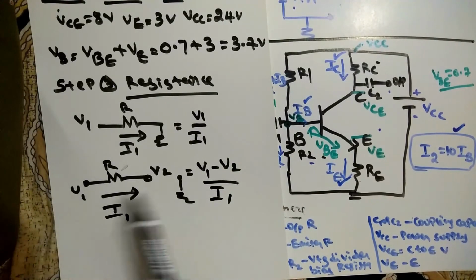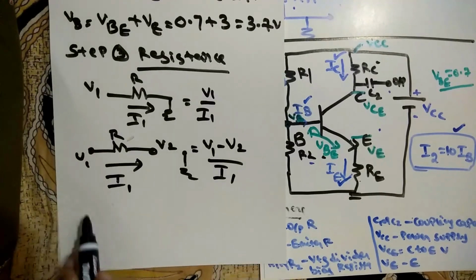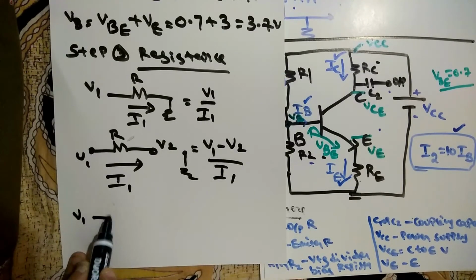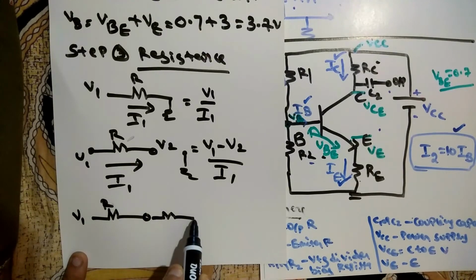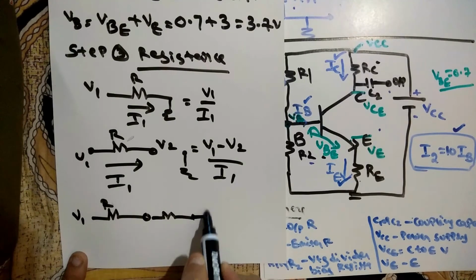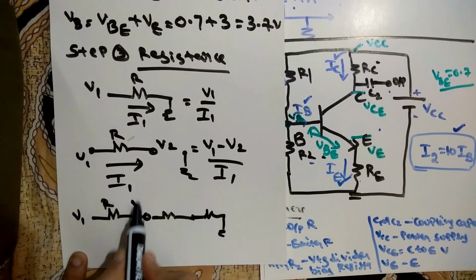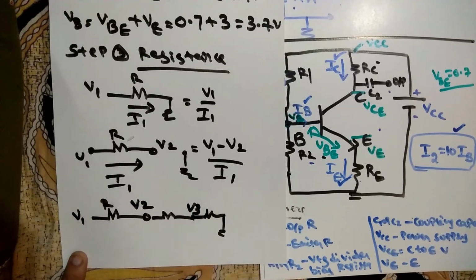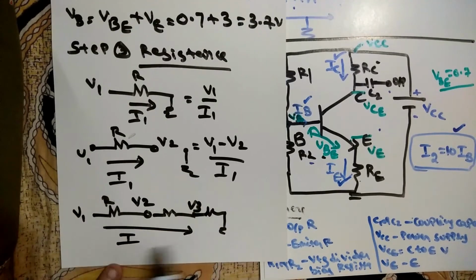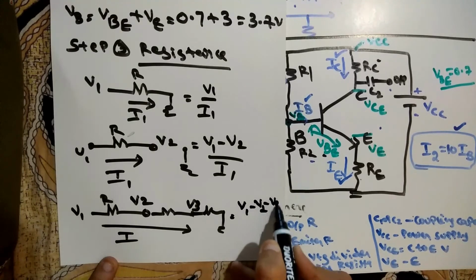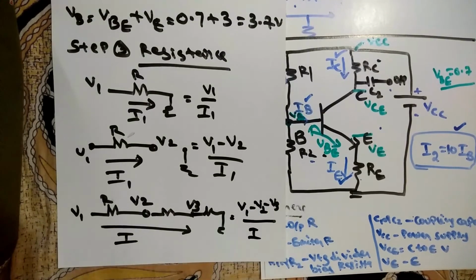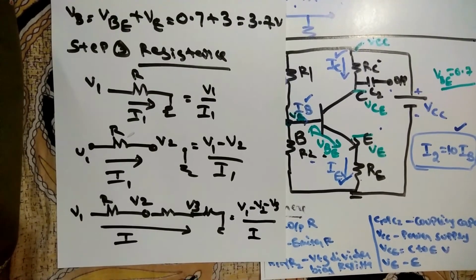If two voltages are present in that resistor, sometimes, very rarely, we will get this condition: R and we have V2, and it contains one more resistor, then it is connecting to one more resistor, then grounded. So it is V2, V3 and ground, something like that. And the same current is flowing. So in this case we are calling that V1 minus V2 minus V3 divided by I. This is the way to find the resistance value.